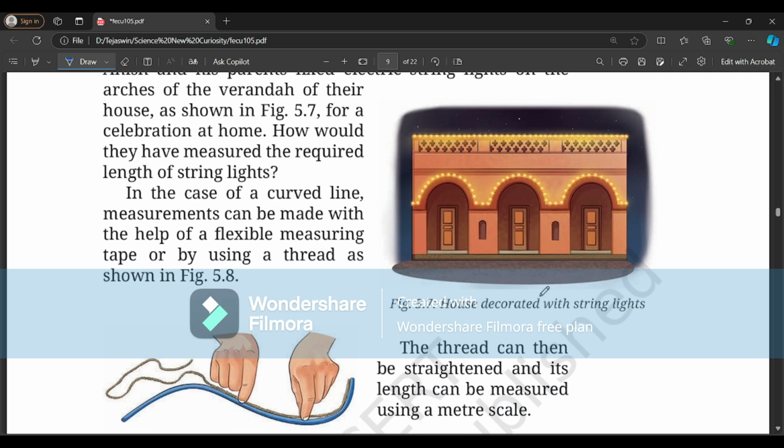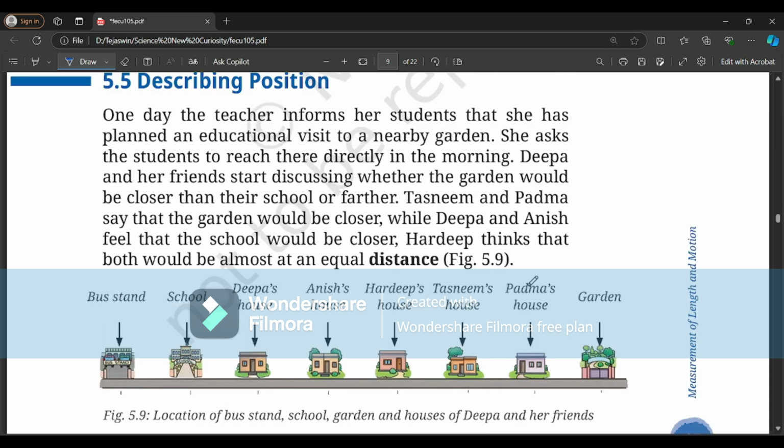Now in figure 5.7 they have used string lights. From here you can see they have used string lights which are straight also and curved also. So next is describing position.